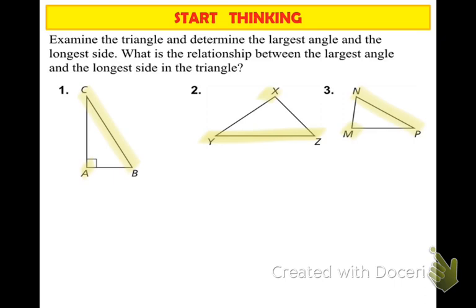Where is the largest side in comparison to the largest angle? Across. So guess what happens when you have the smallest angle and the smallest side? They will also be across. And the medium angle will be across from the medium side. That is half this lesson.